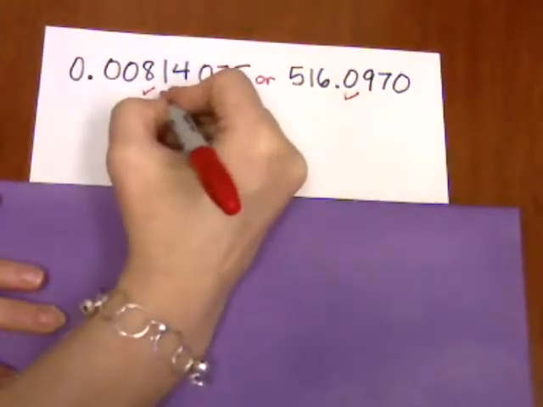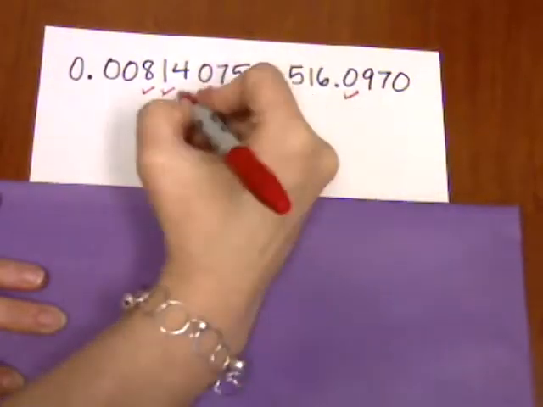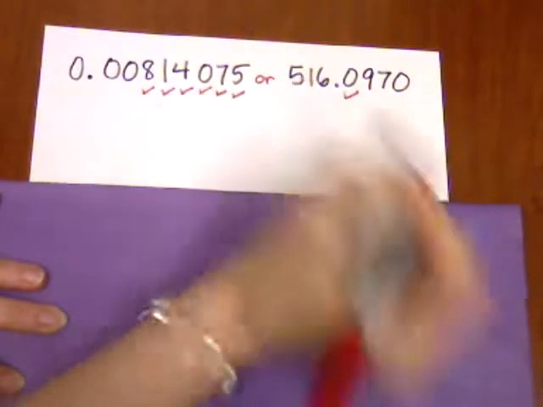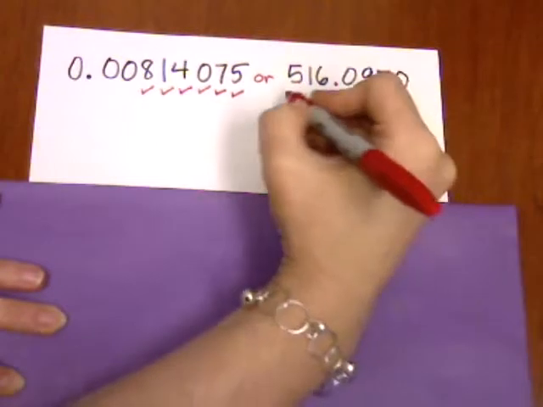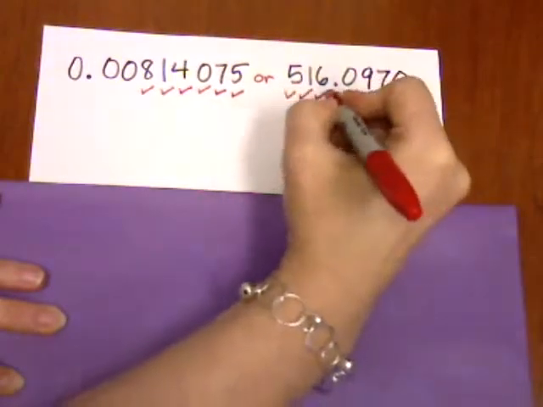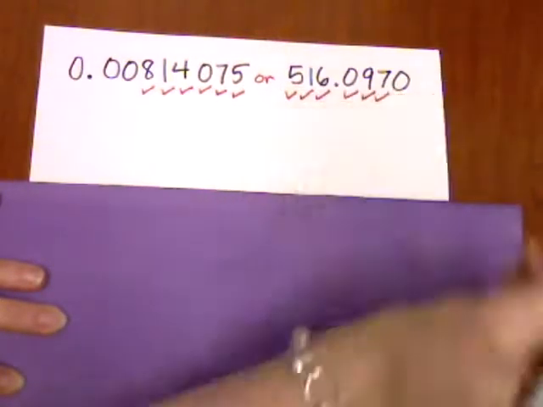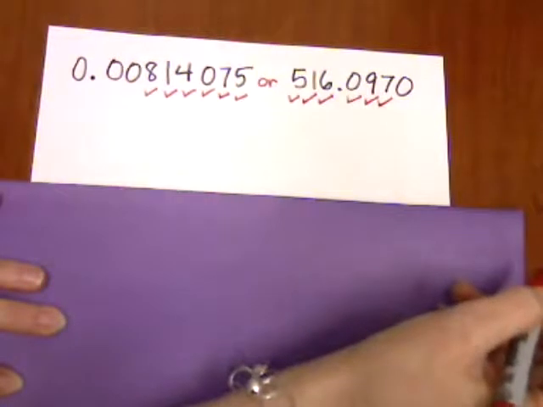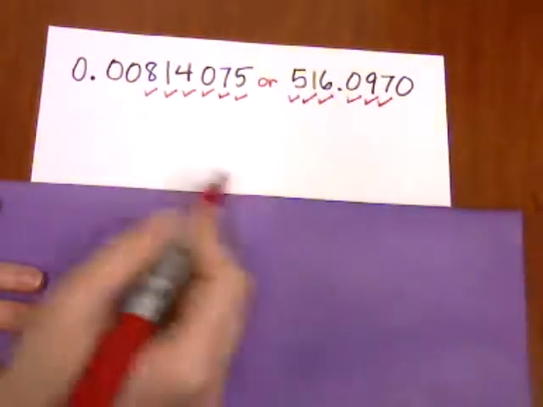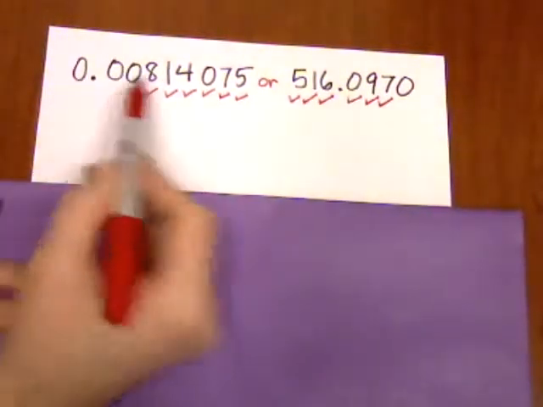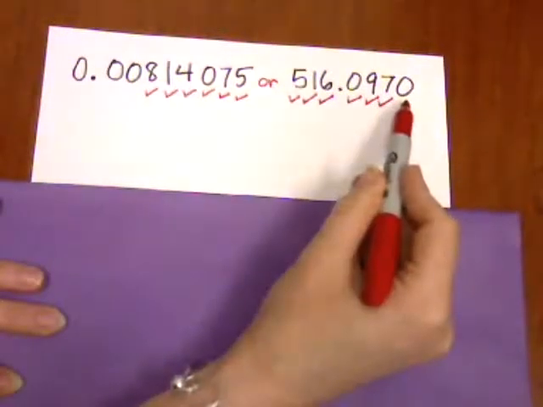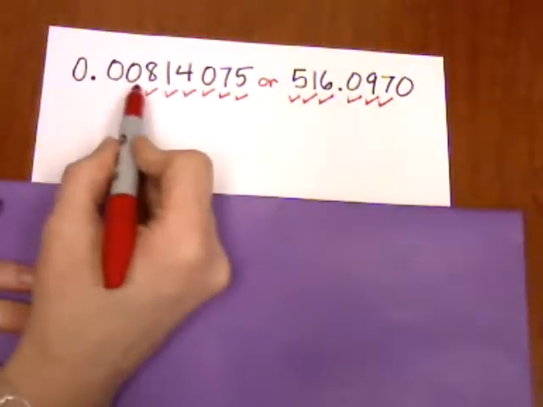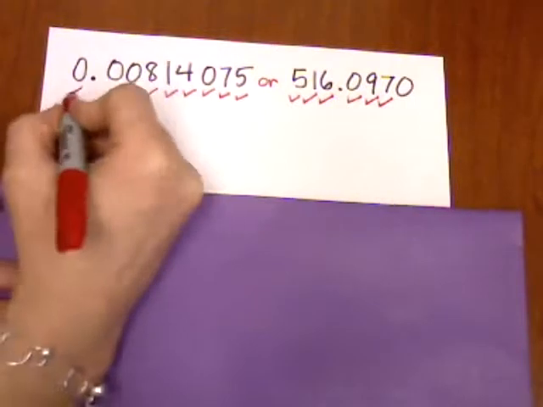The 8 is significant, the 1 is significant, so is the 4, the 7, and the 5. Over here, of course, 5, 1, and 6, 9, and 7 are also significant. The hard question comes when you begin with zeros and when you end with zeros. If you ever begin with zeros, they are not significant.